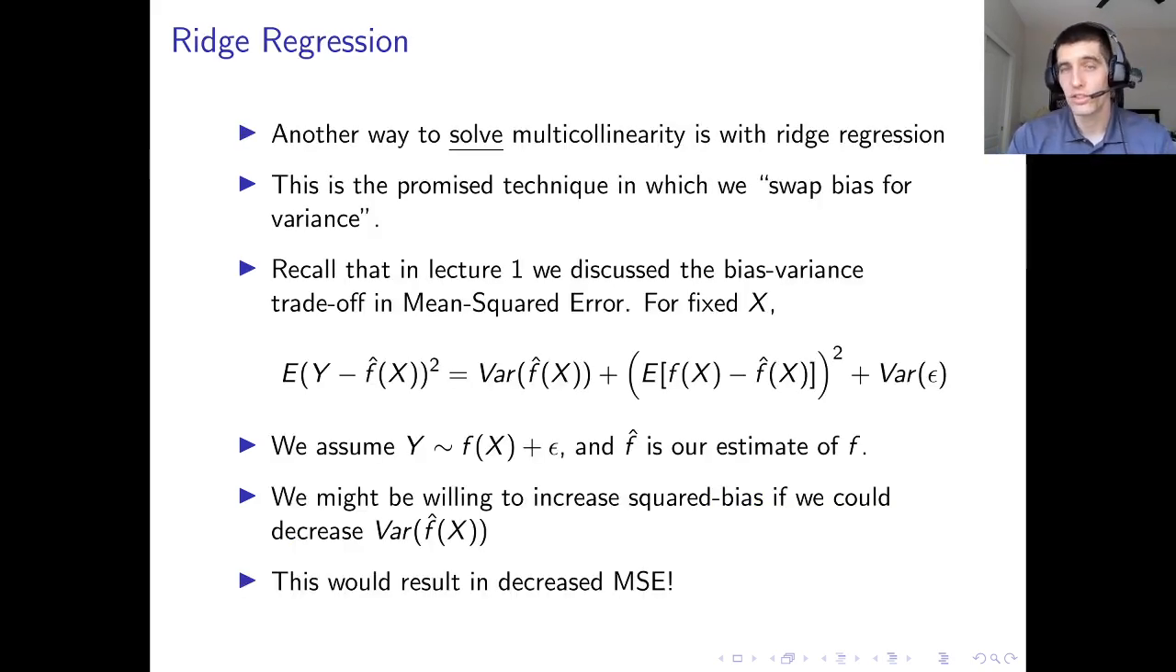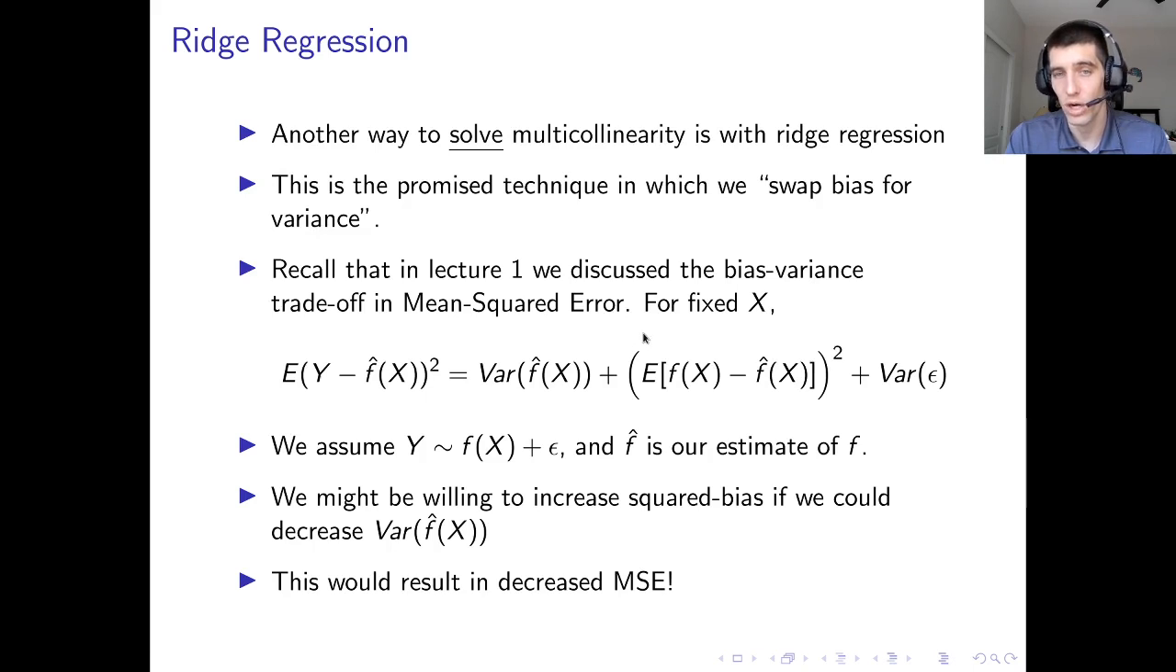There is another way to solve multicollinearity. It's called ridge regression. Okay, so ridge regression is this interesting technique where we basically swap bias for variance. The idea being that we will introduce an estimator of our betas which has bias in it. Okay, so we've talked about before that beta hat, the least squares estimator, is unbiased, and that means that in expectation, beta hat is equal to beta.